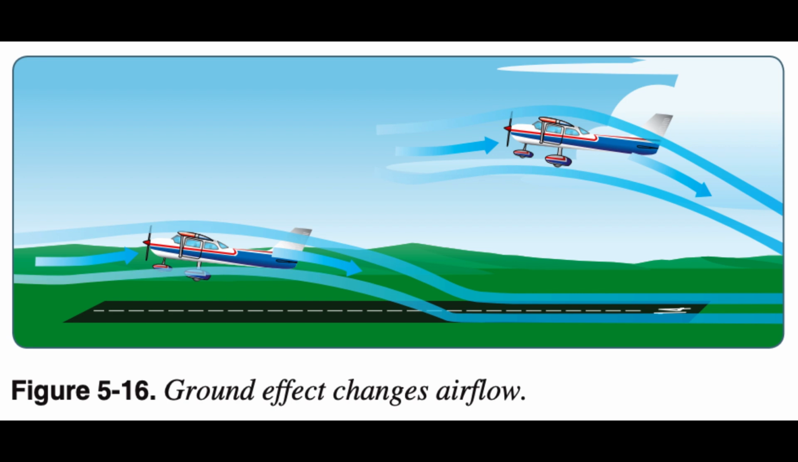When an aircraft in flight comes within several feet of the surface, ground or water, a change occurs in the three-dimensional flow pattern around the aircraft because the vertical component of the airflow around the wing is restricted by the surface. This alters the wing's upwash, downwash, and wingtip vortices. Figure 5.16.